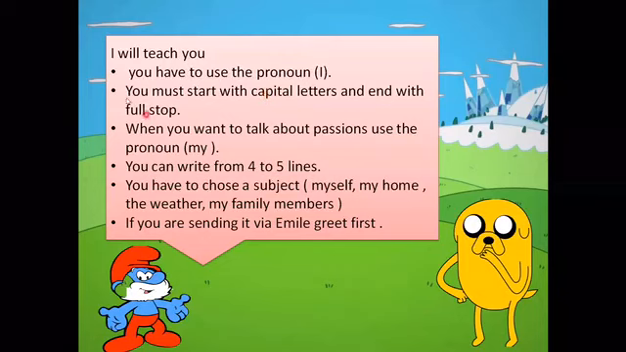Look at this. This is a capital letter, and this is the full stop, the dot. So, talking about ourselves, we start with the pronoun I or my, like my name, my age, I live, I love, I hate. And when you want to talk about a possession, use the pronoun my, like my age, my father, my mother.